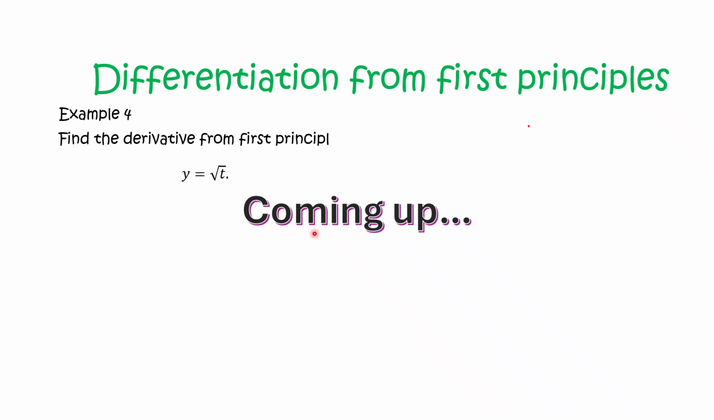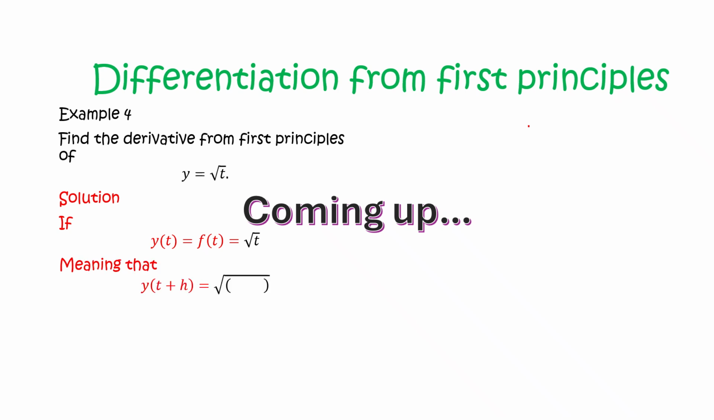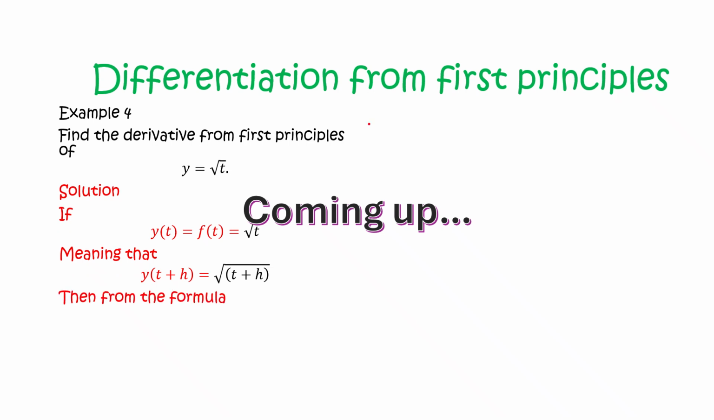Example 4. Find the derivative from first principles of y is equal to the root of t. The solution. If y of t is equal to f of t, which is equal to root t, this means that y of t plus h is equal to the square root of t plus h. Then, from the formula, dy dt, taking the limit as h approaches 0 of f of t plus h minus f of t over h would be given in this form.